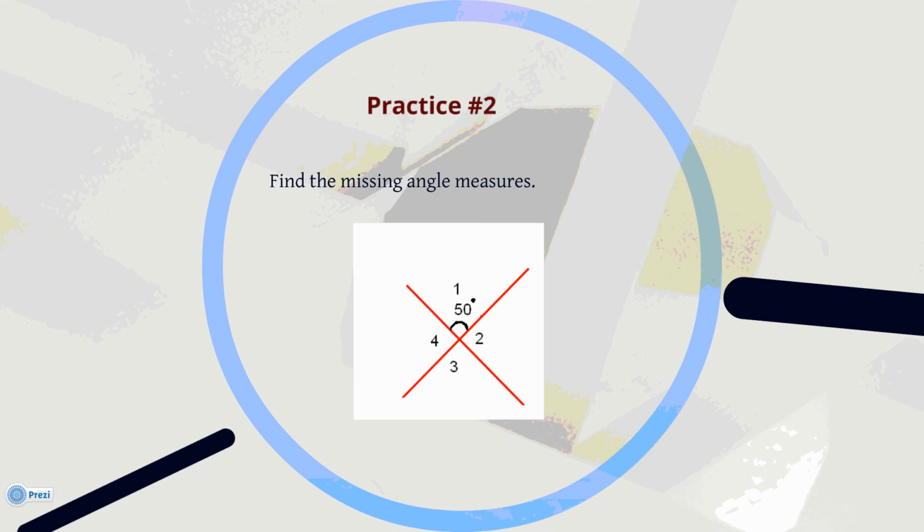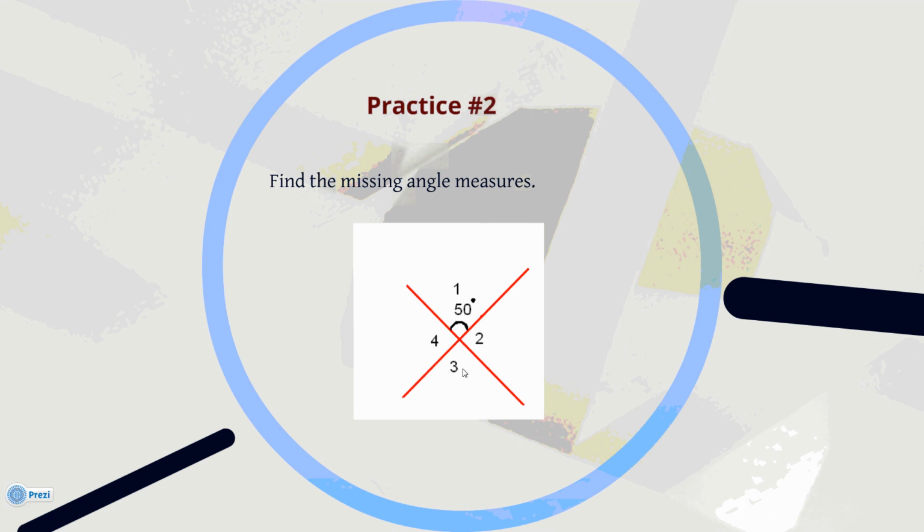Here's another practice problem for you. We want to find the missing angle measures. All we are given is that the measure of angle 1 is equal to 50 degrees. So there's 3 missing angles. Angle 1 and angle 2 are adjacent. They are supplementary because they make this straight line here. So then the measure of angle 2 must equal 130 degrees, so that those will sum to 180.